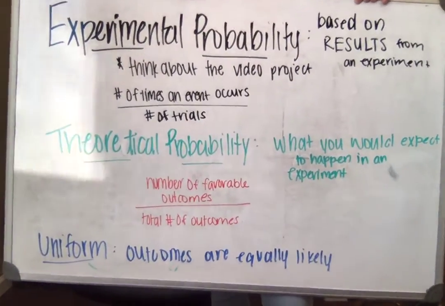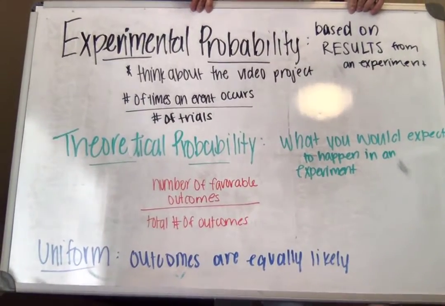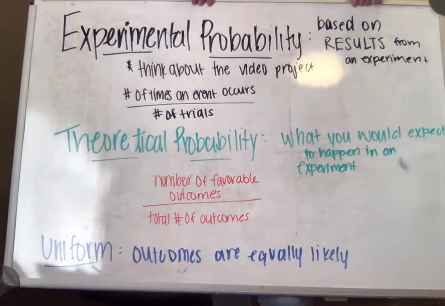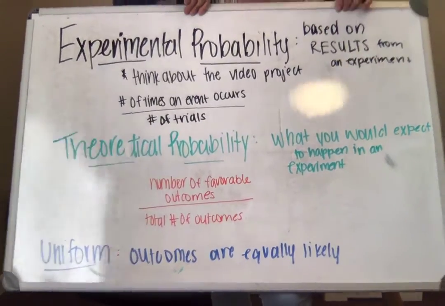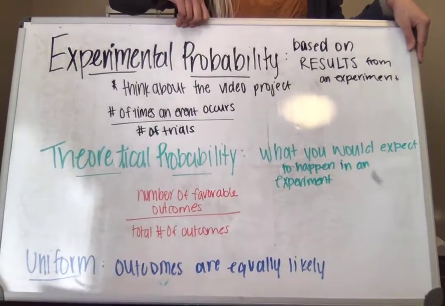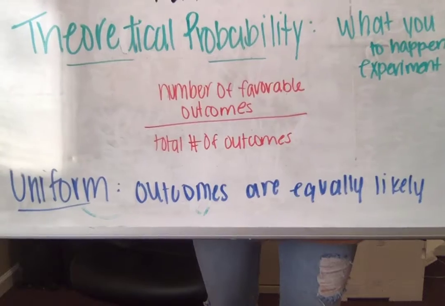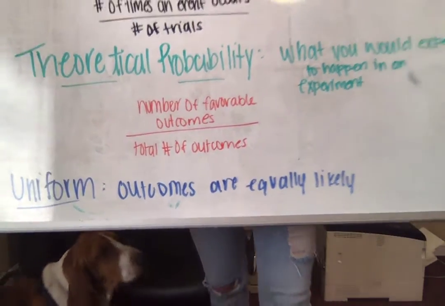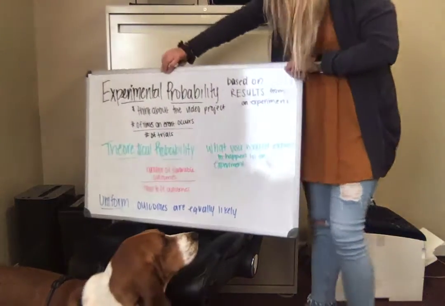That kind of thing. Theoretical probability. So for theoretical probability, we have the number of favorable outcomes over the total number of outcomes. Now these are two separate words, so that means you find them two separate ways, okay? Theoretical probability is what you would expect to happen in an experiment, okay? The last word that's really important is uniform. Outcomes are equally likely. So not every experiment is going to be uniform, okay?